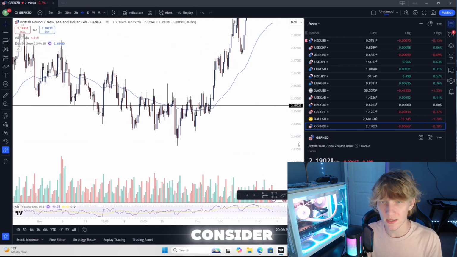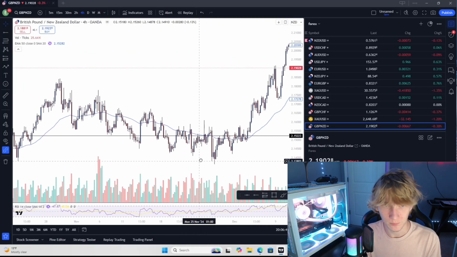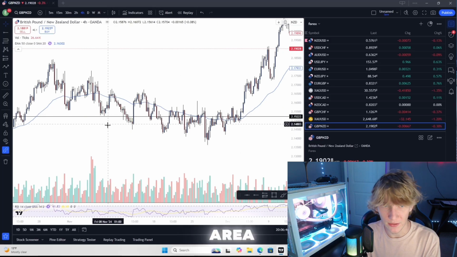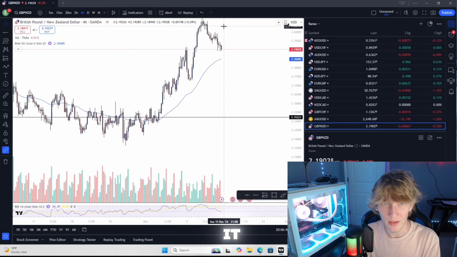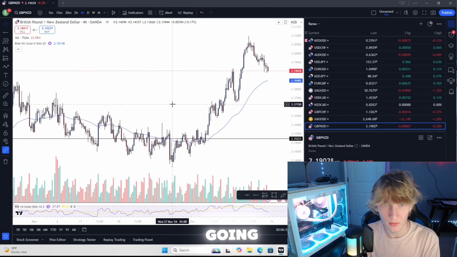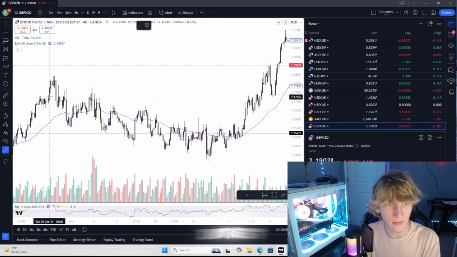But I guess I would consider this an area of interest down here because of this consolidation, and because we're not moving away from this area of interest. We finally broke above it. So we definitely could end up coming right back down, touching that again, and going for highs. This could be a minor area of interest, right?